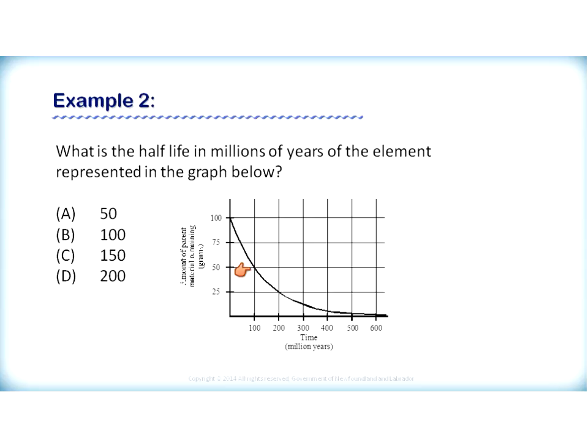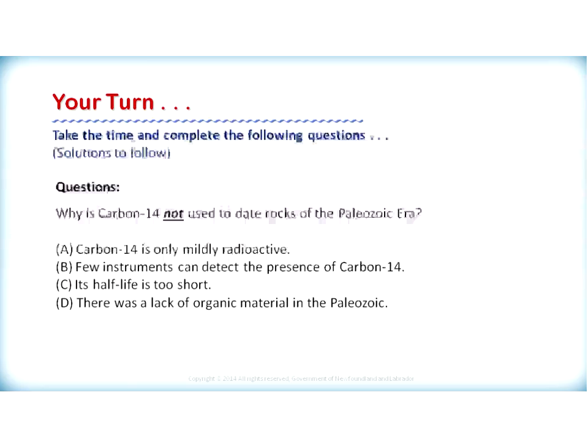So if we look at the percent of material remaining as 50%, we can come over to our decay graph, and we notice that it intersects the plotted line at the 100 million year mark. So the half-life represented by this decay graph would be 100 million years. So the answer would be B.